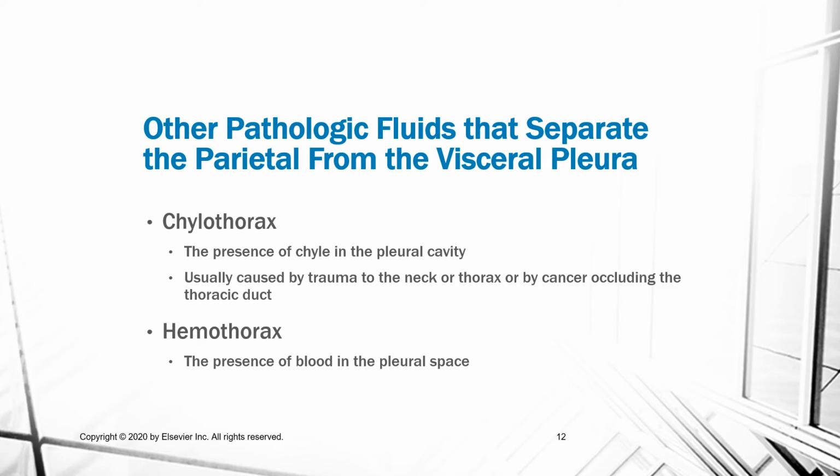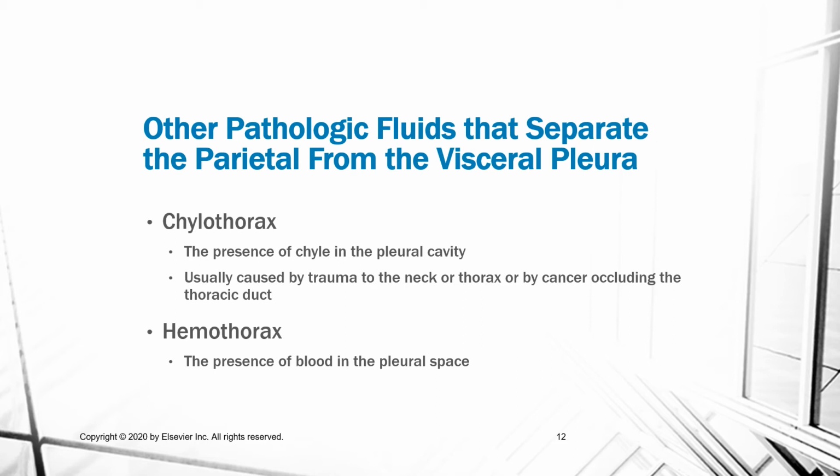Other pathological fluids that separate the parietal from the visceral pleura. In addition to transudates and exudates, other pathological fluids can separate the parietal pleura from the visceral pleura. Chylothorax. Chylothorax is the presence of chyle in the pleural cavity. Chyle is a milky liquid produced from the food in the small intestine during digestion. It consists mainly of fat particles in a stable emulsion.